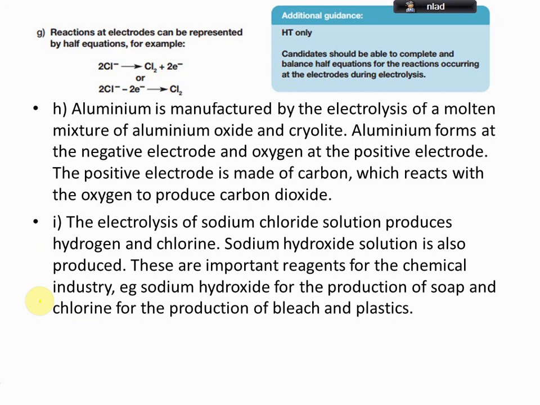Sodium hydroxide solution is also produced. That's important specifically for making soap. So sodium hydroxide is used for soap. Chlorine is used for making plastics like PVC and also bleach.